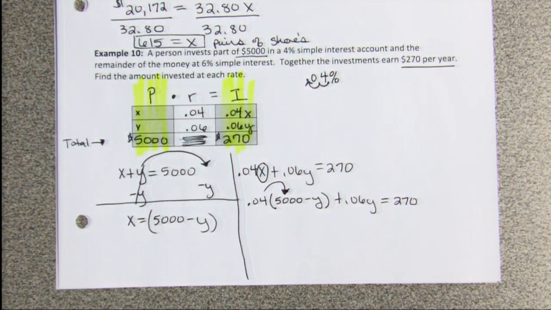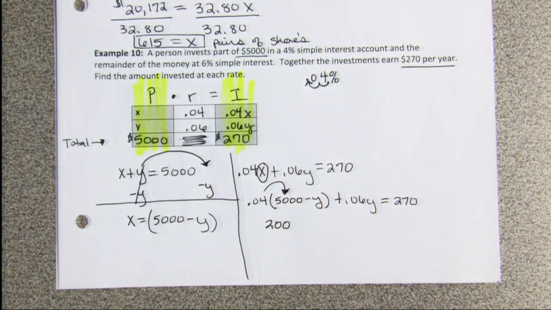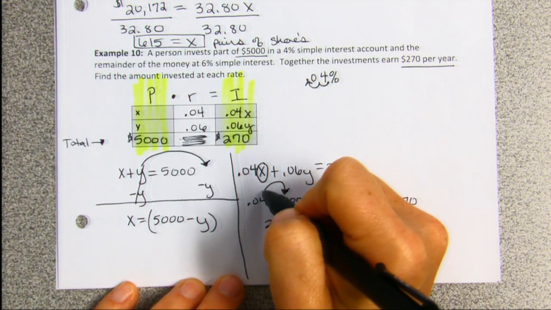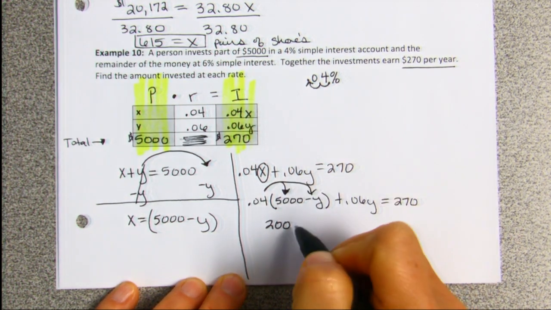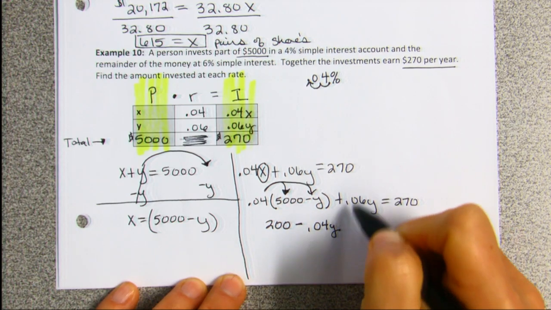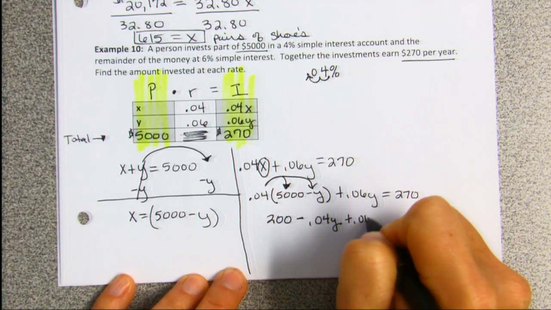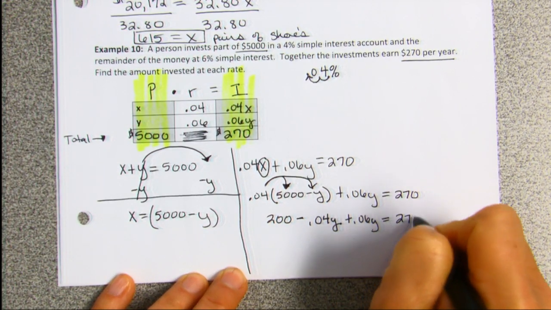I think it's 200. Just to eliminate calculator work and be a little bit quicker, I'm just going to give it to you. 0.04 times negative y is a negative 0.04y. And then we can bring down all the other information that we're not working with yet. Remember to stay organized, it helps a lot.